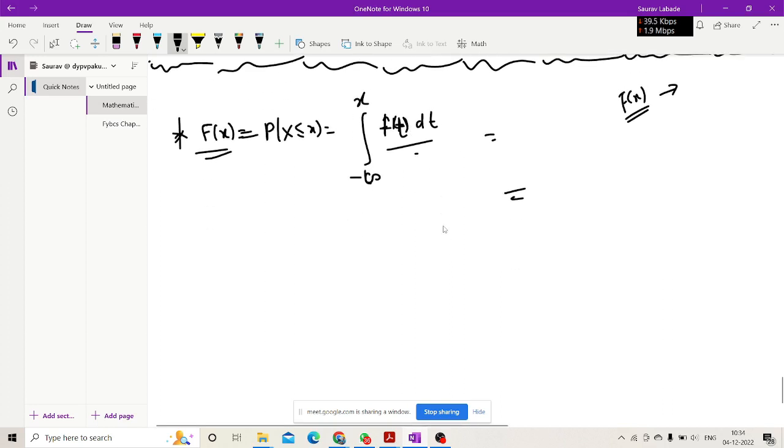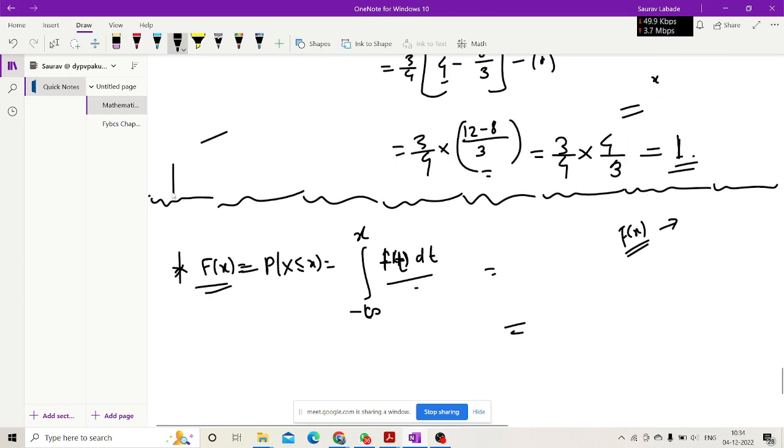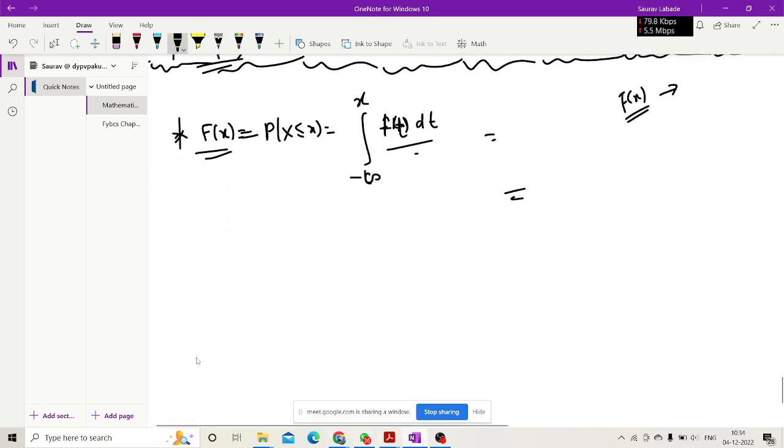This is just the formula for the cumulative distribution function, or the distribution function of x. When we have to find the distribution function of x, what is my formula? It is the probability of X less than or equal to x, which is the integral from minus infinity to x of f of t dt. That means whatever the PDF is, I will just take the integration with respect to t from minus infinity to x.